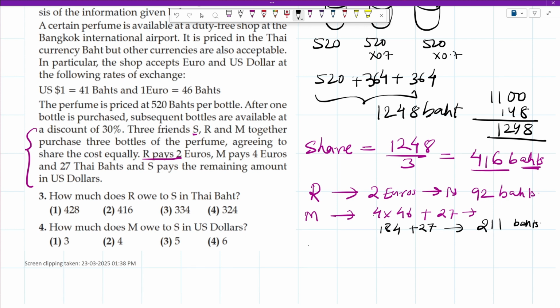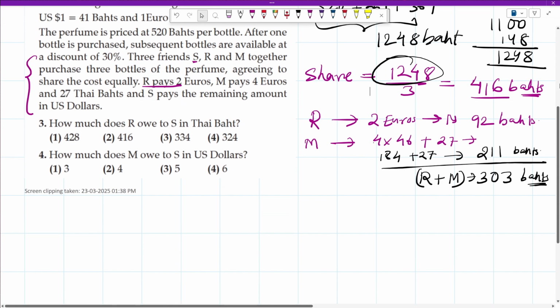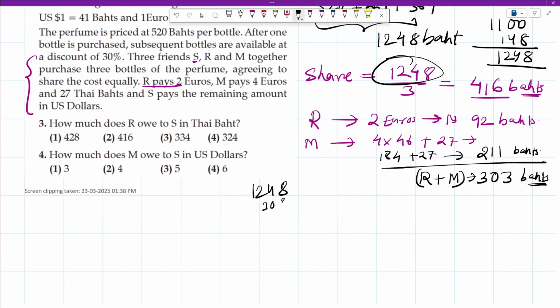Then you have S. Now S is paying all of the remaining. Collectively, 92 plus 211 is 303 baht paid by R and M. The rest is paid by S, which is 1248 minus 303. This is a calculation question, not very difficult. This is going to be 945. So S pays 945 baht.